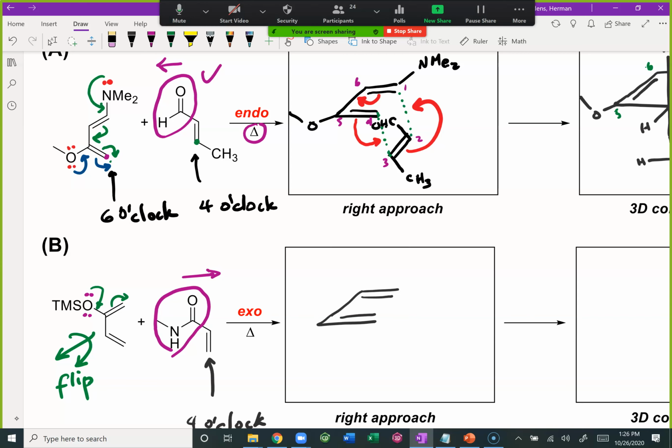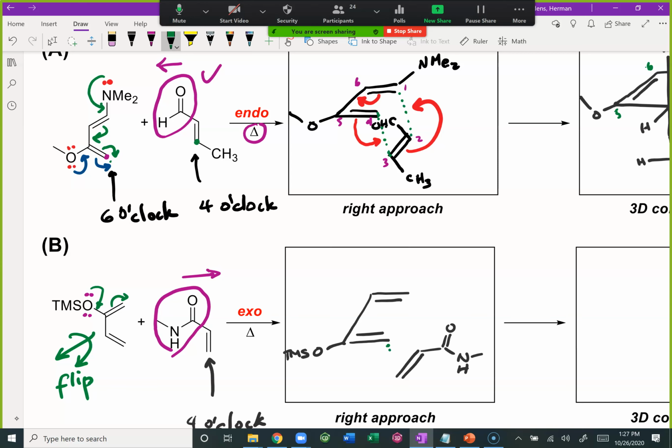And I didn't put enough room here for this group. So I'm going to put my TMS group right here, and I'm going to put a double bond here. Notice that the exo is going to put the amino group outside. That's what we have.